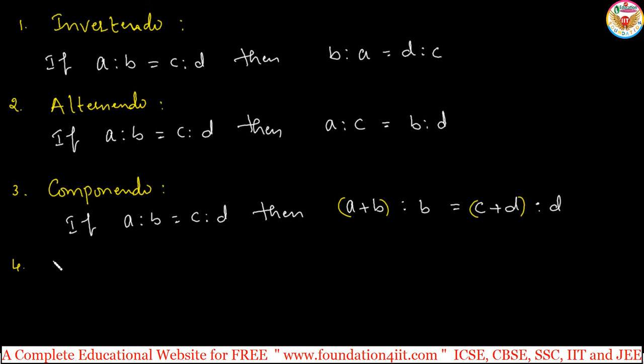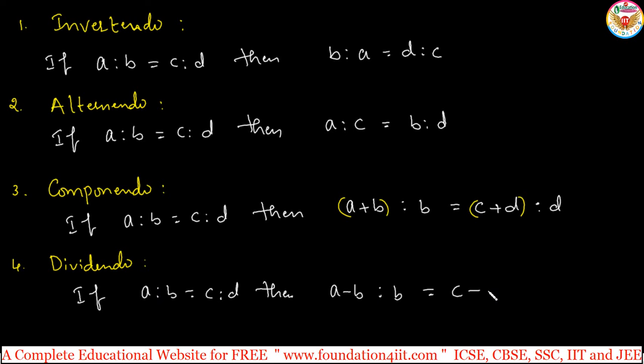And the fourth one is dividendo. Componendo is the plus, so dividendo is the minus. That means if A is to B is equal to C is to D, then with subtraction, A minus B is to B is equal to C minus D is to D. Same, maintain the denominators. Remember the method here. Invertendo is just reciprocal, alternando swaps the middle terms. Componendo and dividendo: one is addition, one is subtraction, with the same denominators B, D, B, D as it is.